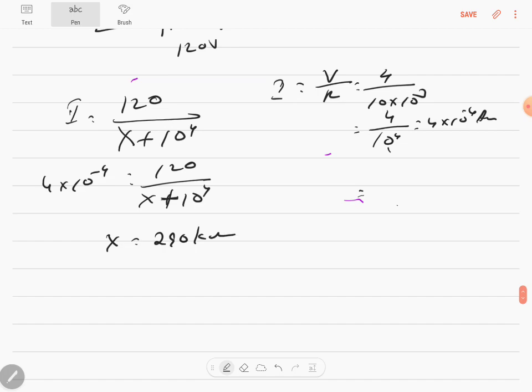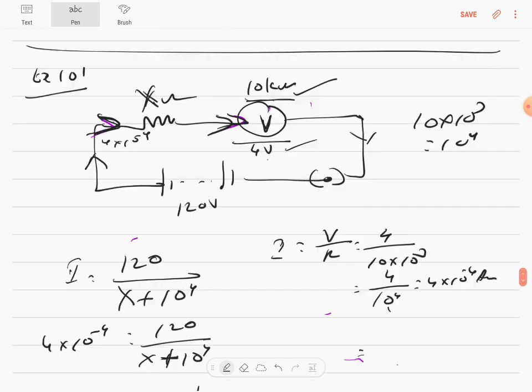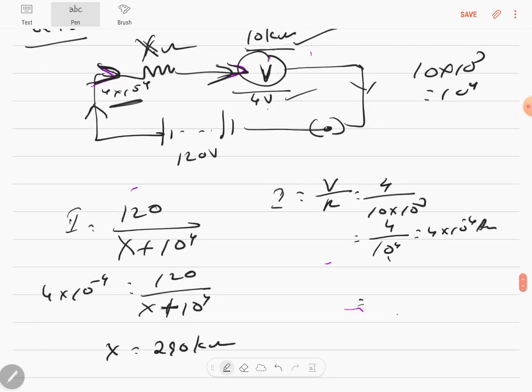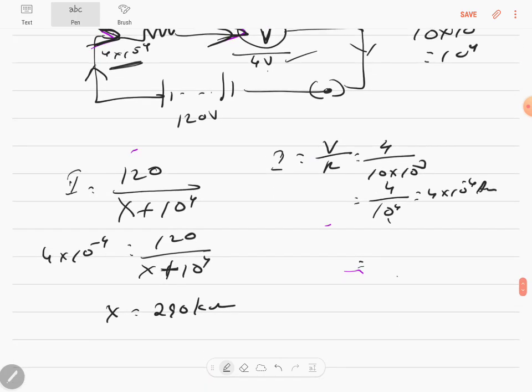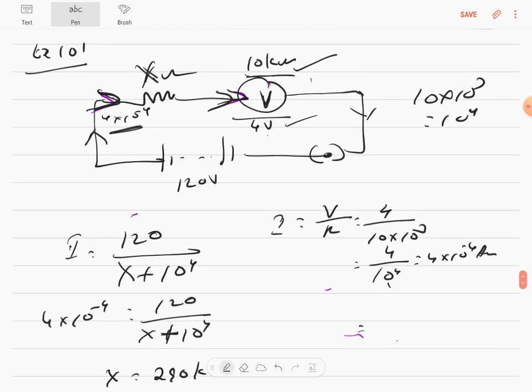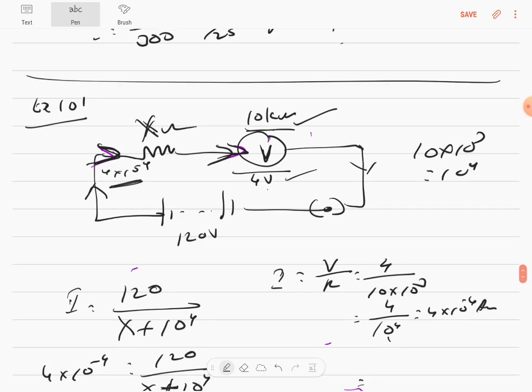As the current in the circuit is very small, can you see the current is so small? It's 4 into 10 to the power minus 4. It's such a small current that the ammeter reading will be too small to even measure. This is an unusual use of a voltmeter, for measuring high resistance. You can't connect an ammeter to measure this.